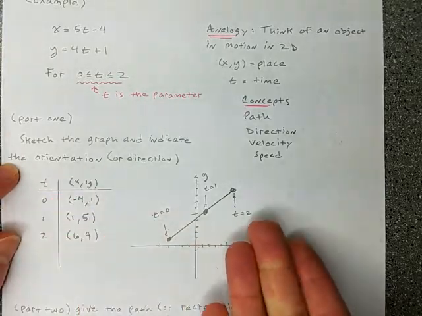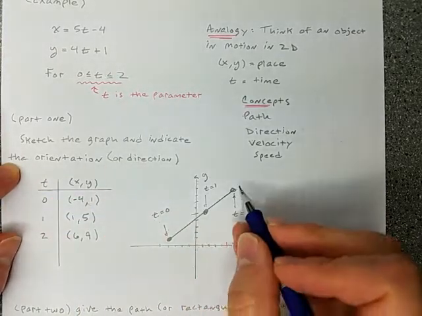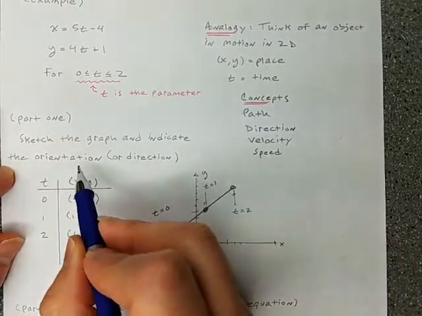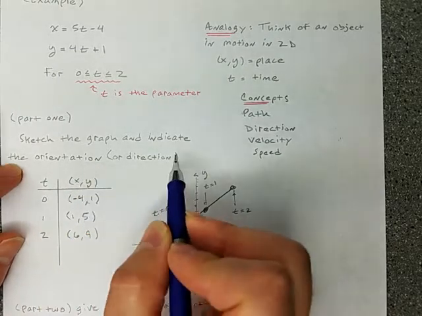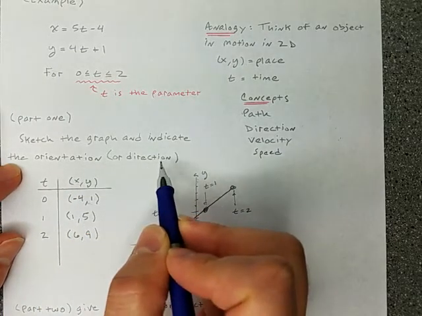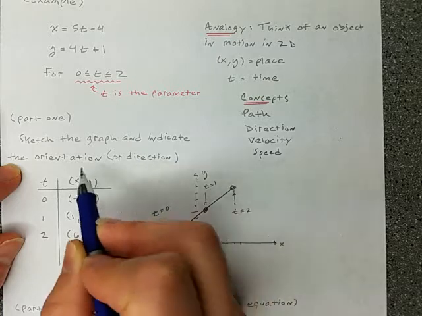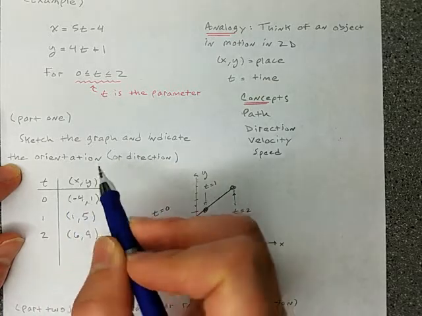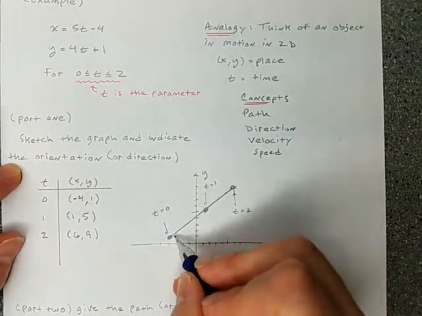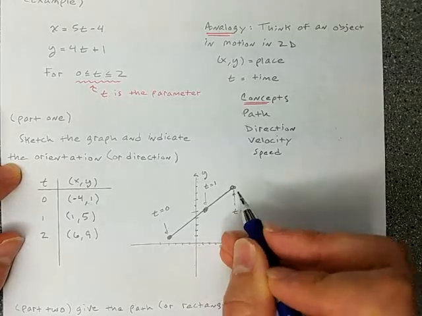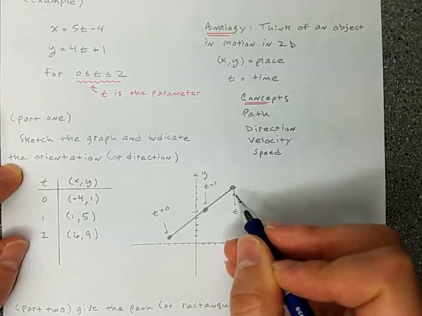So with that information, I can add a little more detail to this. I can give what's called the orientation, or if you're really thinking of this like it's motion, we'll call that the direction. But these two things mean the same thing. Think of it like this. You're here, and then you're here, and then you're here. That suggests a direction, okay?